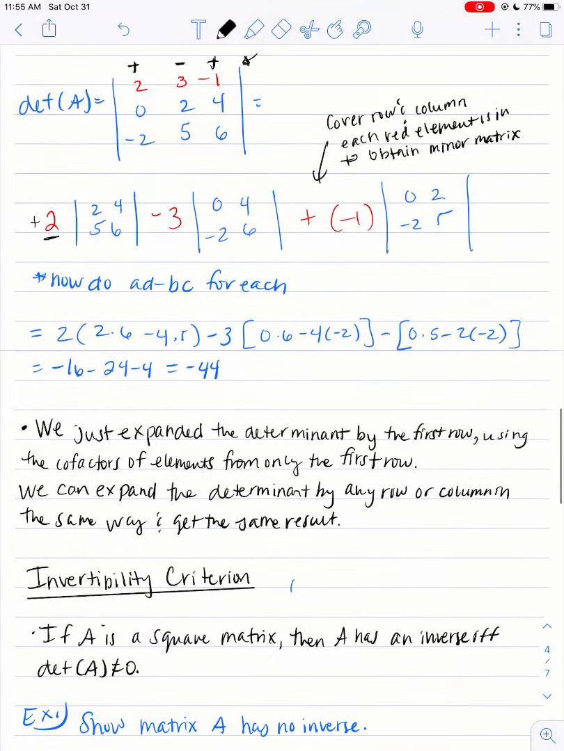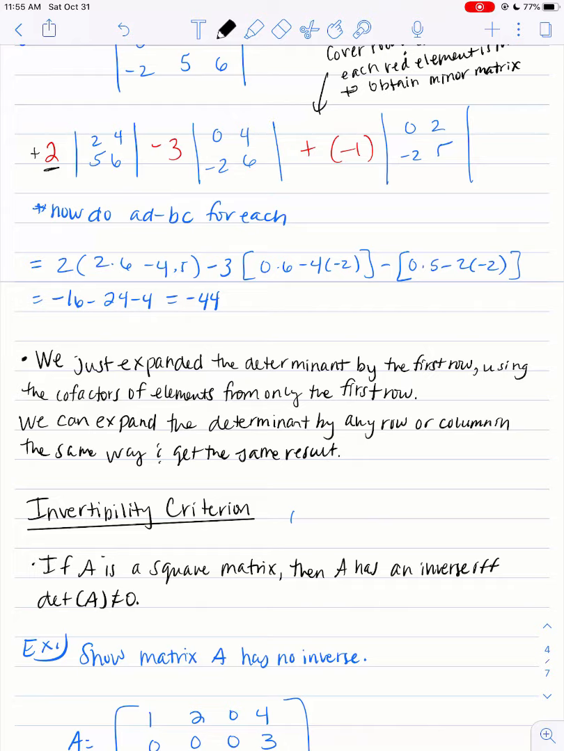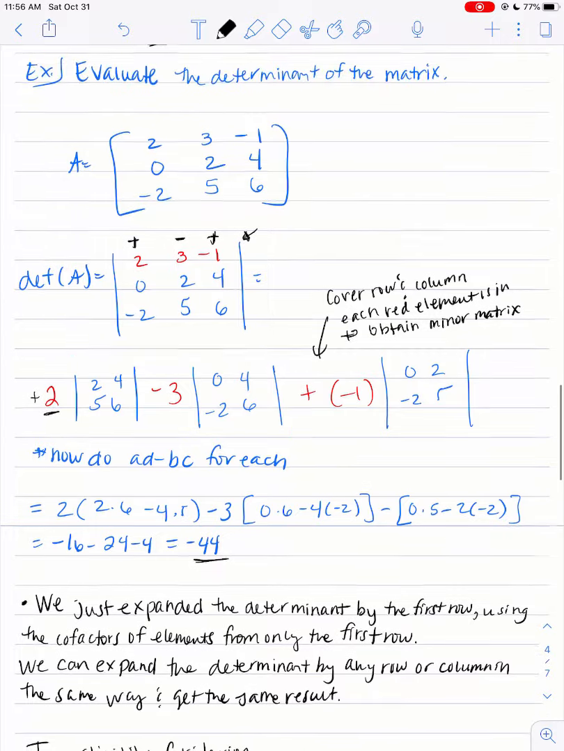Okay, so now we're going to find the determinant of each minor matrix. So now we're going to do AD minus BC for each. So I have 2 times 6 minus 4 times 5. That's our first one. Then for the -3 term, it's 0 times 6 minus 4 times -2. And then our third one is -1 times 0 times 5 minus 2 times -2. So for our first, I get -16 minus 24 minus 4, which is -44. So that is our determinant for our 3x3 matrix.